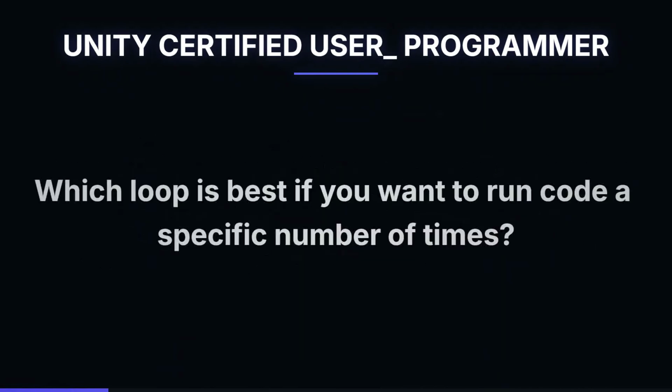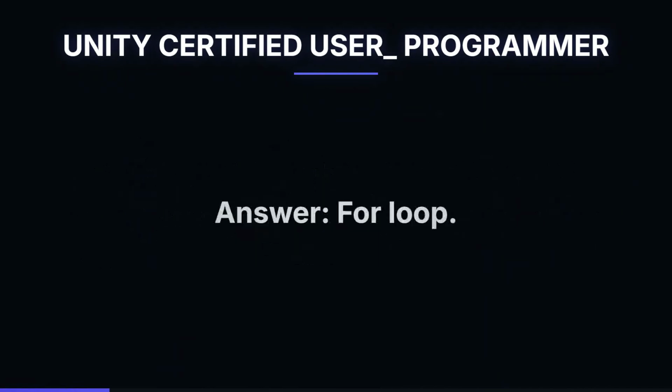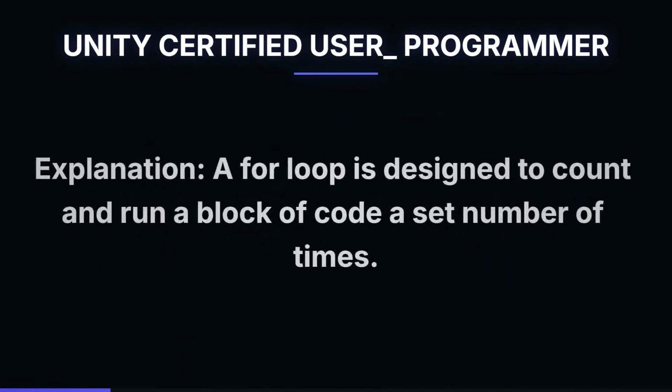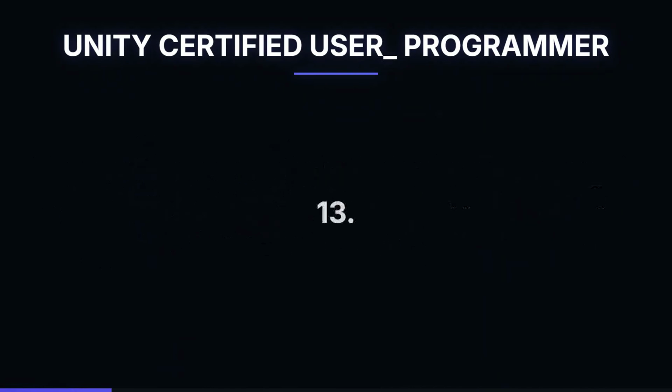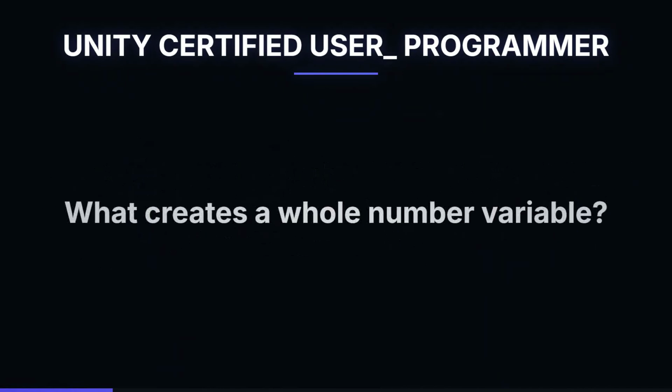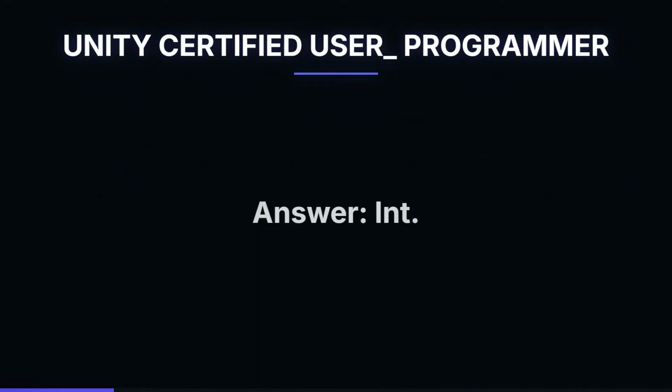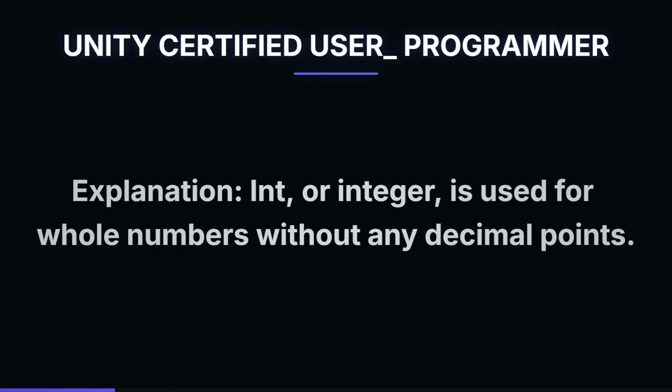12. Which loop is best if you want to run code a specific number of times? Answer: for loop. Explanation: a for loop is designed to count and run a block of code a set number of times. 13. What creates a whole number variable? Answer: int. Explanation: int, or integer, is used for whole numbers without any decimal points.